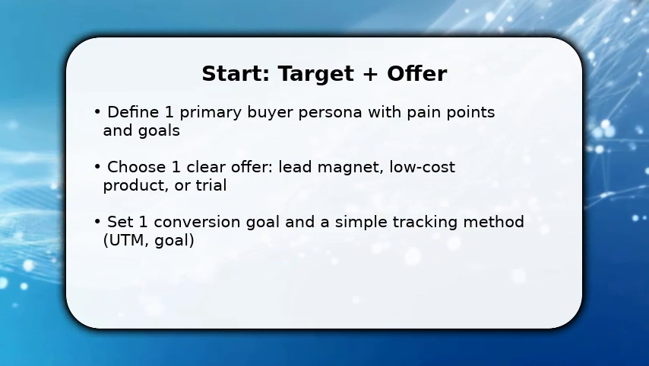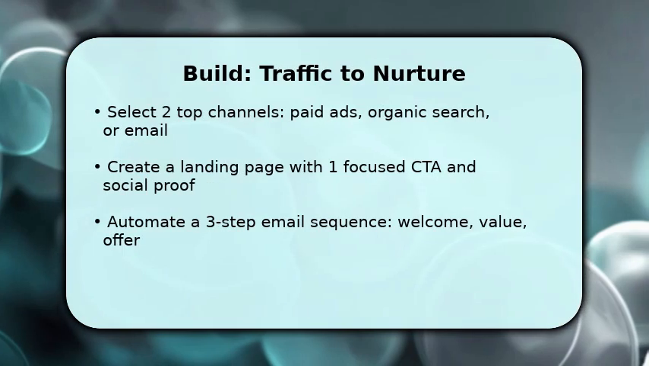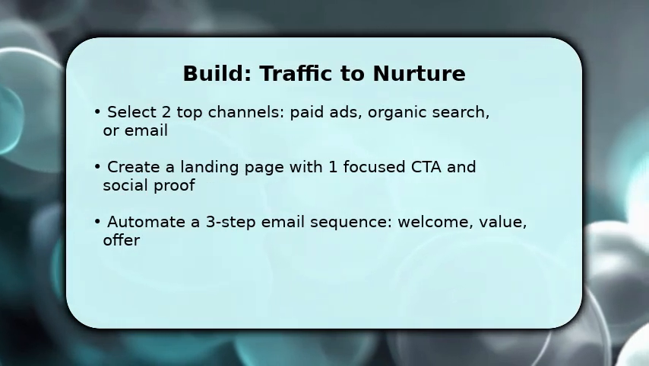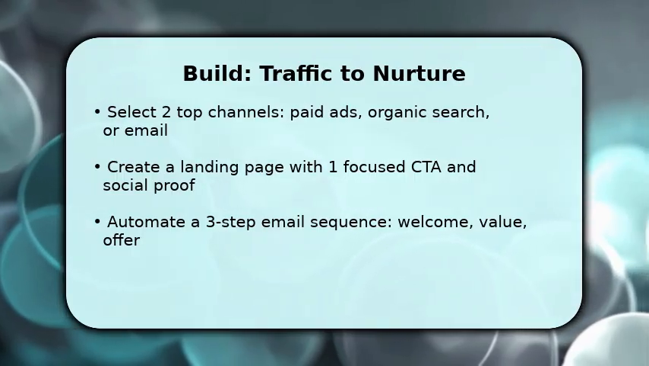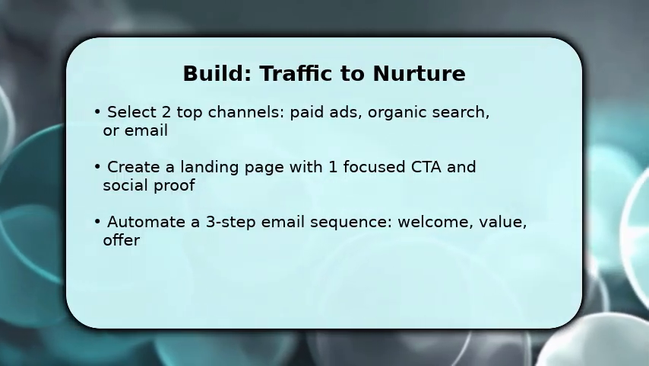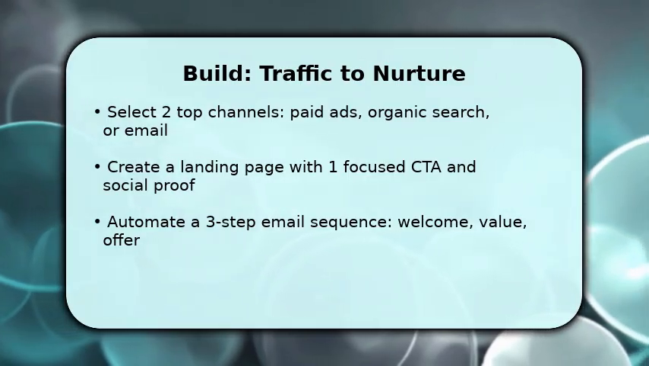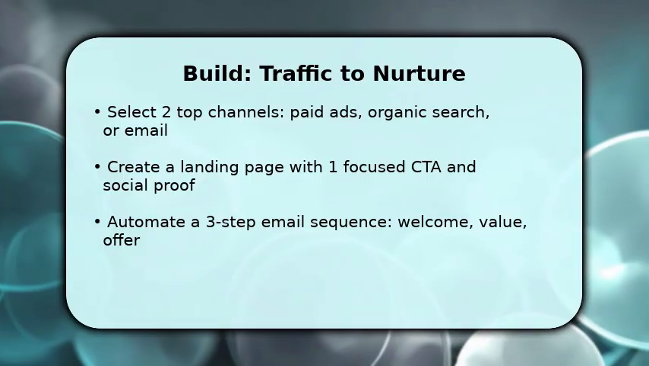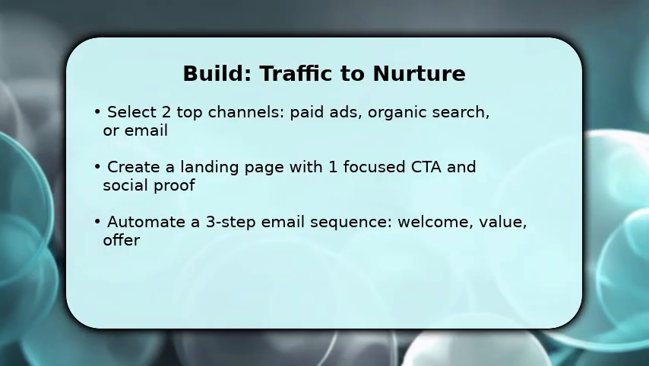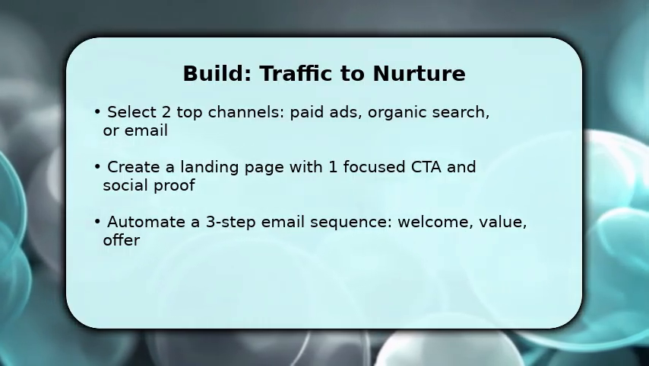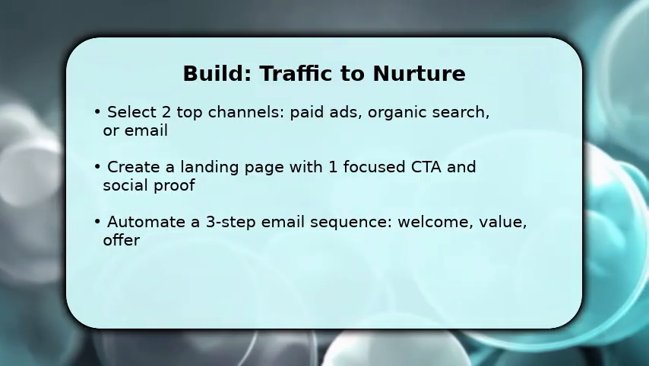You now drive targeted traffic and begin nurturing. The how is channel choice plus consistent messaging. Pick 2 channels where your persona already spends time, then route that traffic to a landing page with one clear CTA and proof that reduces skepticism. Once visitors opt in, trigger a 3-step automated email sequence that welcomes, delivers value, and presents the offer. Timing matters, so space these over days to build trust. Make sure to A/B test headlines and CTA copy to improve conversion rates.